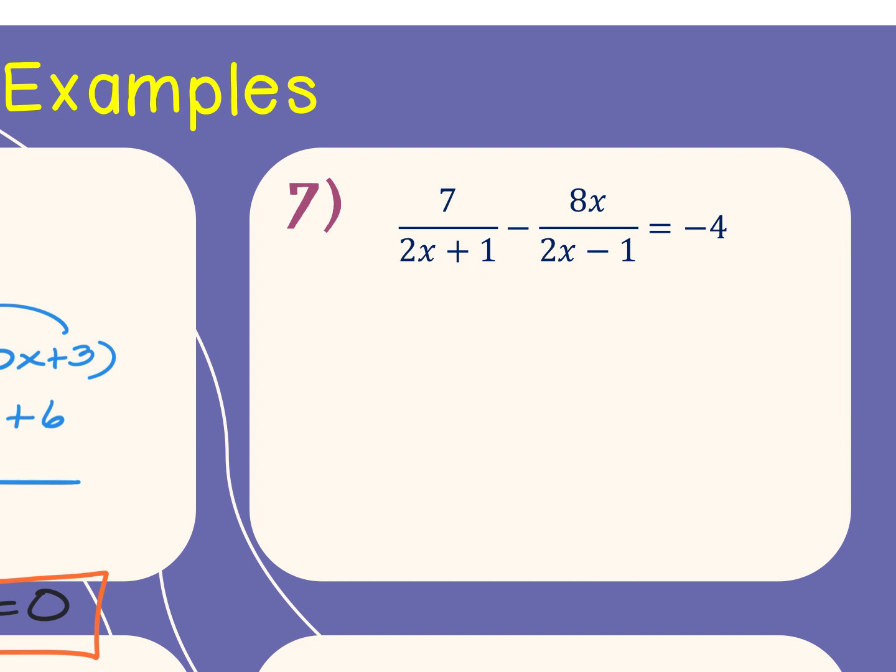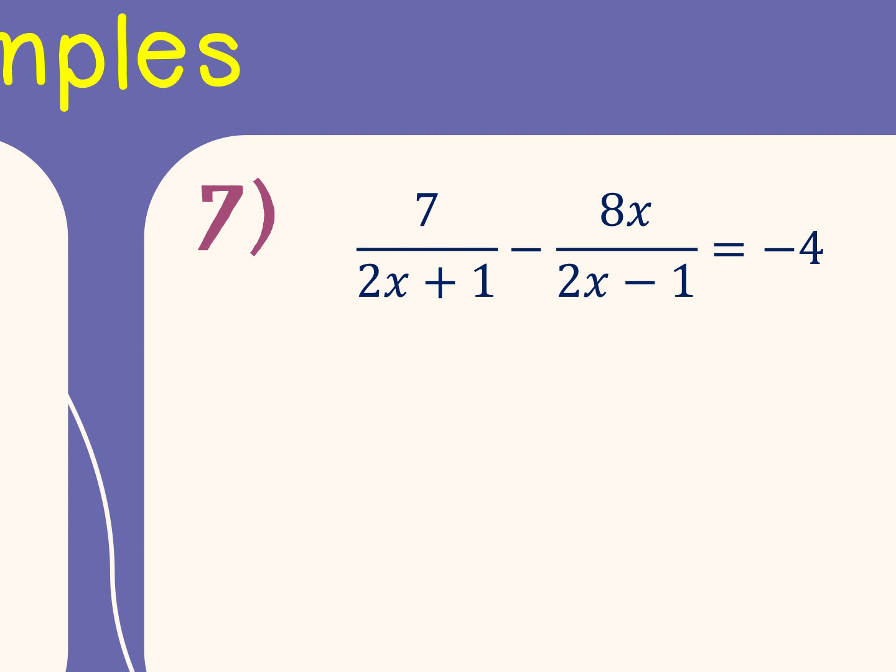So my LCD here is going to be both. Again, if you don't want to show it in front of each one, you don't have to. It just makes it easier for me to see what cancels. So I'm multiplying it by 2x plus 1 and 2x minus 1 to each one of the fractions.